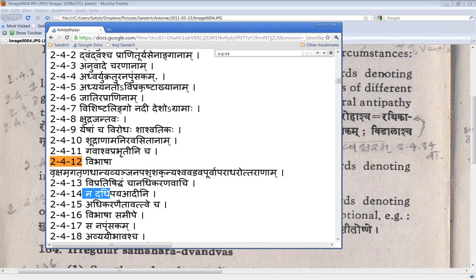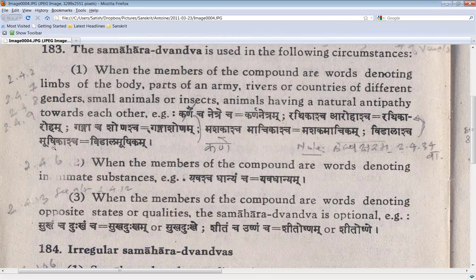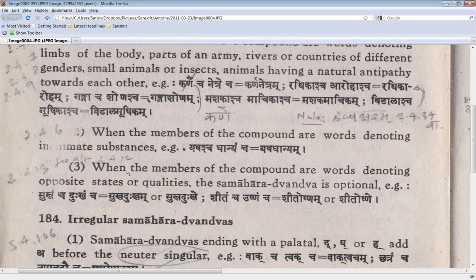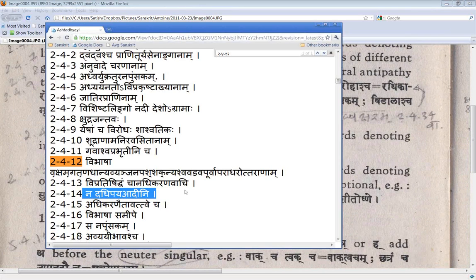Na dadhi paya payadhi. But the book is finished now, because the last one he gives is this one. But there's one last sutram here. It says na nishedatham. Nishedatham. Na dadhi paya adini.